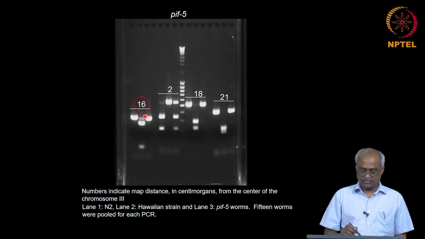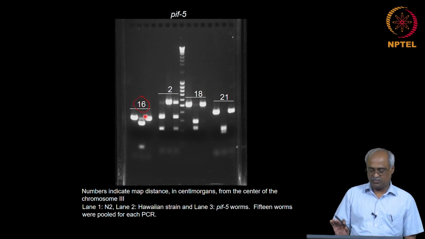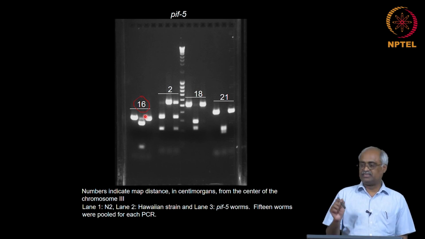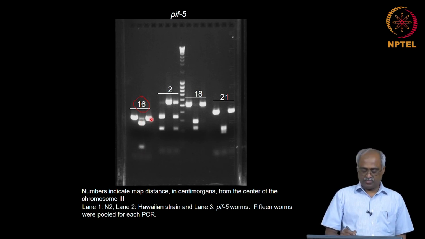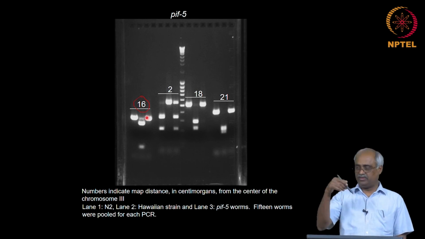Now this one is Hawaiian strain, it is not crossed with anything, it is pure breeding Hawaiian strain. PCR and digested, it has a restriction site closer to one end, so it gets cut into two. Okay. Now this is my mutant after crossing with the Hawaiian and F2.